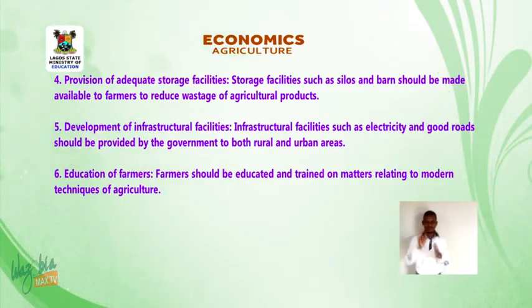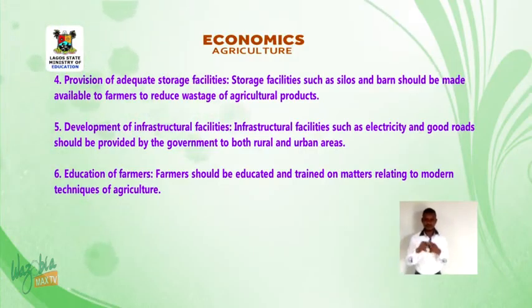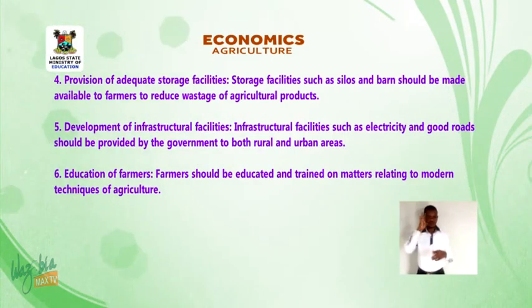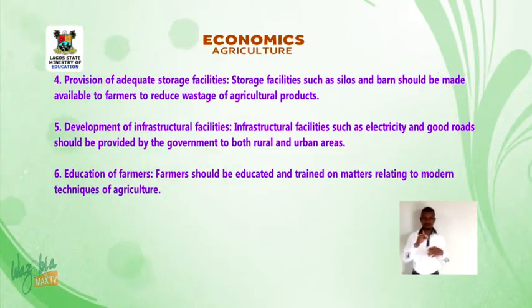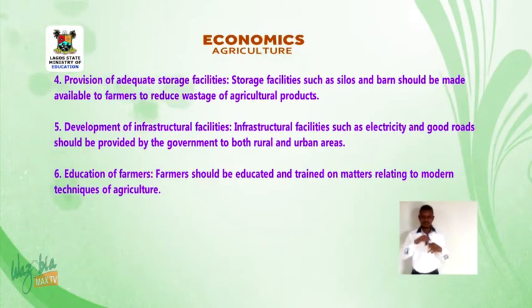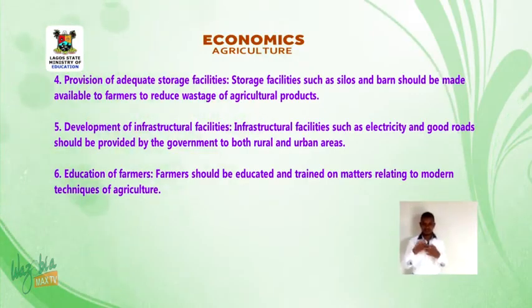Number six, development of infrastructural facilities. Infrastructural facilities such as electricity and good roads should be provided by the government to both rural and urban areas. Number seven, education of farmers. Farmers should be educated and trained on matters relating to modern techniques of agriculture.